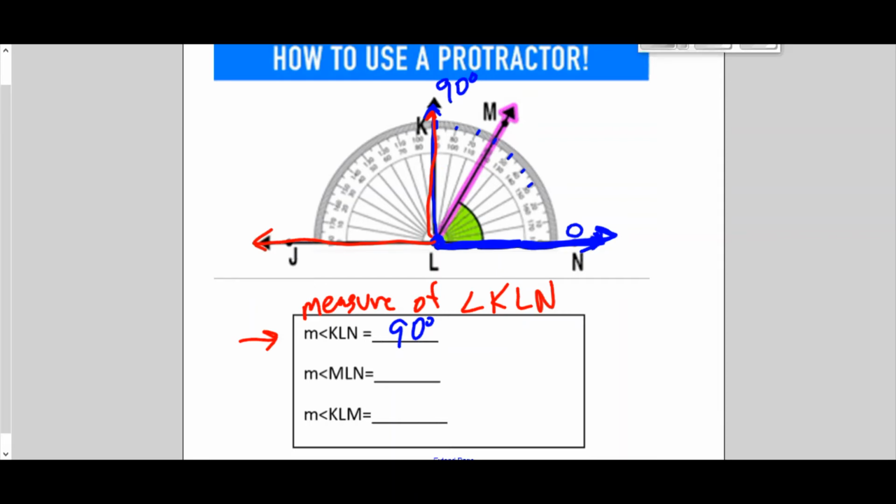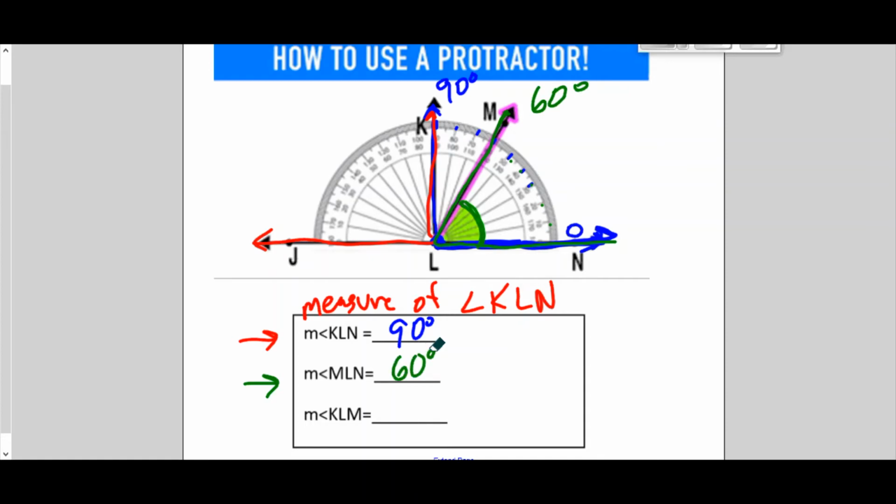What about the next angle? What about the measure of angle MLN? So here's MLN. I'm referring to this angle right here. So how big is that? We'll start at 0, and it looks like 0, 10, 20, 30, 40, 50, about 60 degrees. So it's 60 degrees.